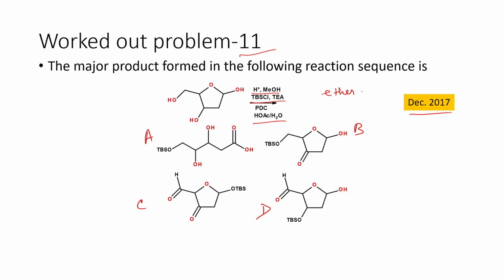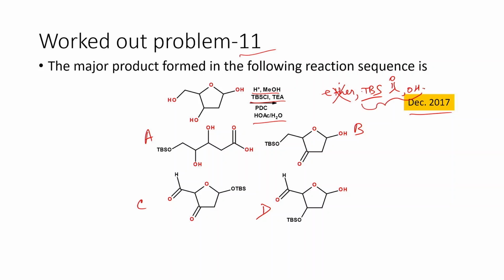So the first one is the ether formation, and then the next reaction is TBSCl. TBSCl generally protects the hydroxyl, so the next one will be the TBS ether. One of the hydroxyls will be protected as TBS ether. And then PDC, which is generally used for the oxidation of one of the other hydroxyls, so we end up with a ketone unit. And then finally acetic acid and water conditions generally cleave the ether, so in other words, we will end up with an alcohol. If we look at the combination, the ether is there in the beginning, but the ether is not there in the end. So we can rule out this one.